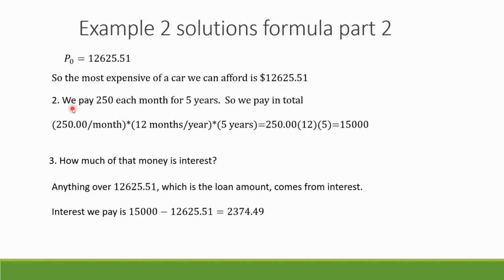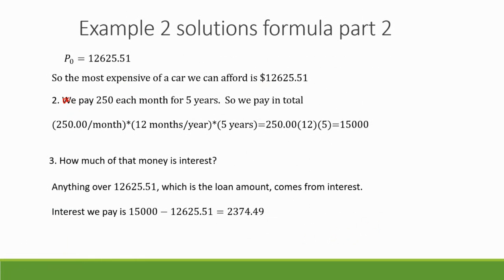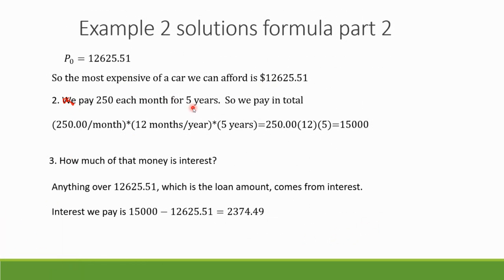Now remember, she's paying $200, okay, and $50 each month. And this is for 5 years. I almost said 50 years. This is for 5 years, okay? We want to know how much is she paying in total? How much is she sending to the loan company, that is?